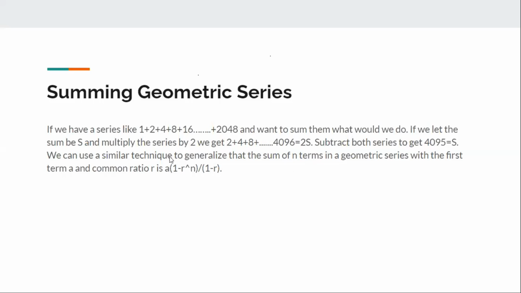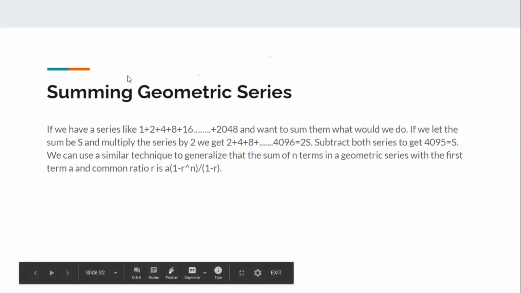You can use a similar technique to generalize that the sum of the n terms in a geometric series, with the first term being a and a common ratio r, is a times 1 minus r to the power n over 1 minus r. This is also a pretty important relationship to remember.